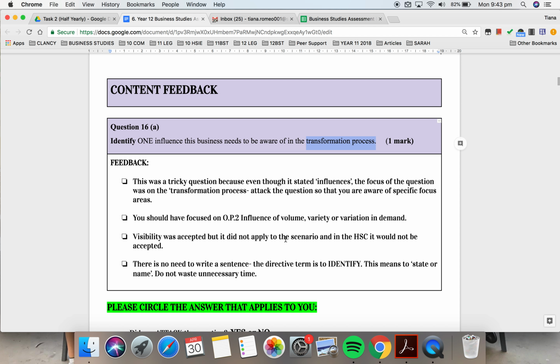And like I said at the start, you don't need to write a sentence. It's a directive term. The directive term is to identify. You just need to state or name. Do not waste your time. Okay, a couple of students did do that.